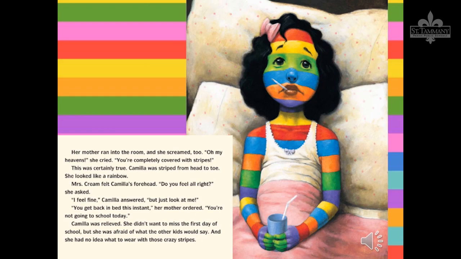Her mother ran into the room, and she screamed too. "Oh, my heavens," she cried. "You're completely covered with stripes." This was certainly true. Camilla was striped from head to toe. She looked like a rainbow. Mrs. Cream felt Camilla's forehead. "Do you feel all right?" she asked. "I feel fine," Camilla answered, "but just look at me." "You get back into bed this instant," her mother ordered. "You're not going to school today." Camilla was relieved. She didn't want to miss the first day of school, but she was afraid of what the other kids would say, and she had no idea what to wear with those crazy stripes.